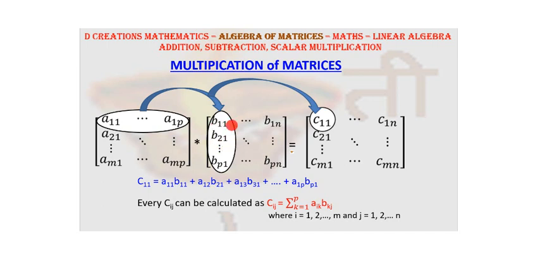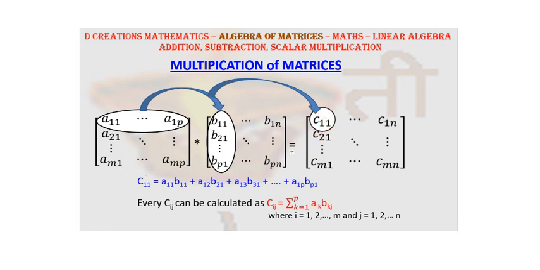The second entry from the first column. Similarly, you will get A13, B31, etc., up to the last product, which is A1P into BP1. And when you add all these, you are going to get the first entry. See, this is just the step done to get one of the entries. You have to repeat this procedure for getting all the entries.